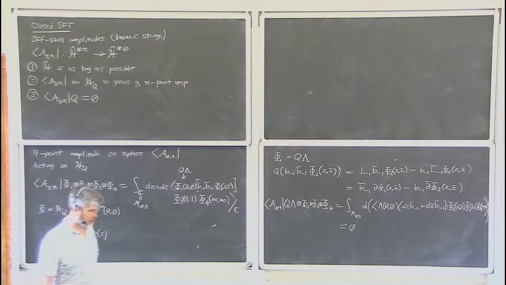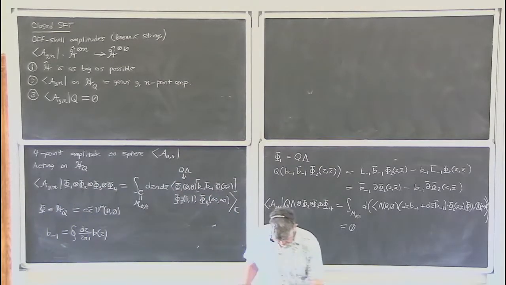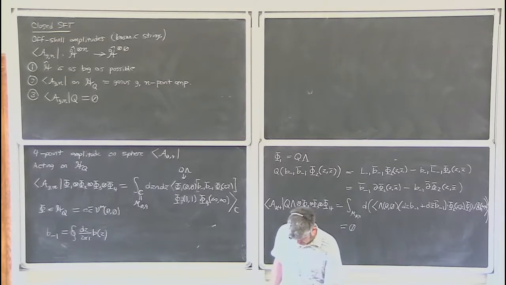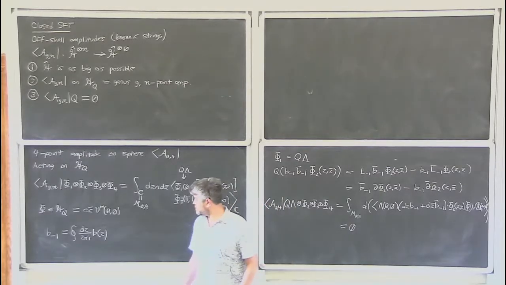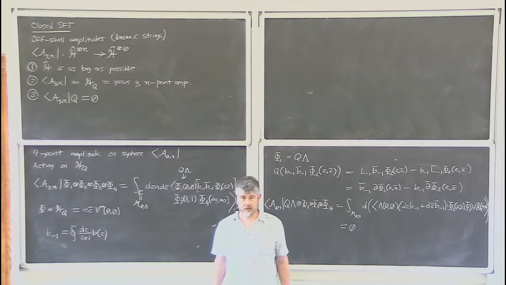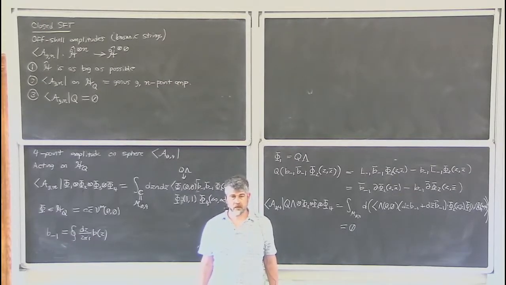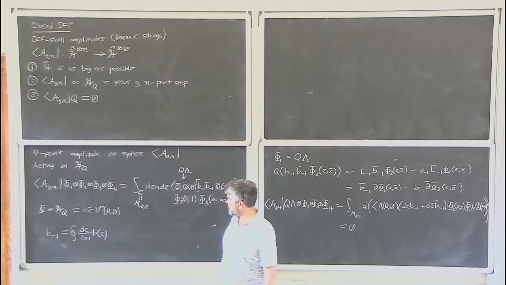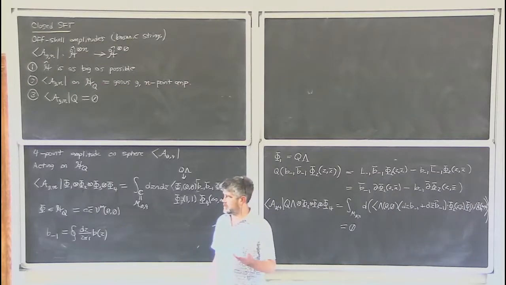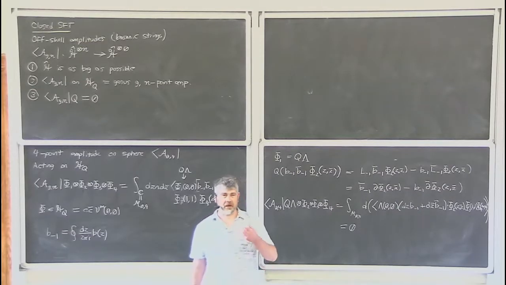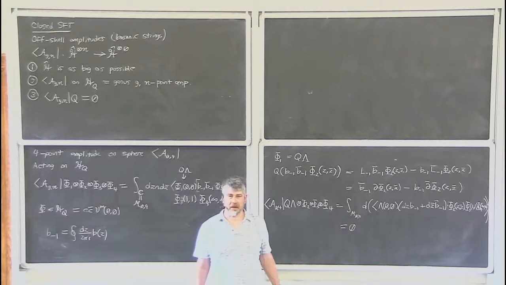Okay? But when you say that phi belongs to HQ, this means that phi is annihilated by Q, right? Yes, phi is annihilated by Q. So HQ is the vector space of BRST invariant conformal vertex operators that you would normally use in computing amplitudes in string theory.